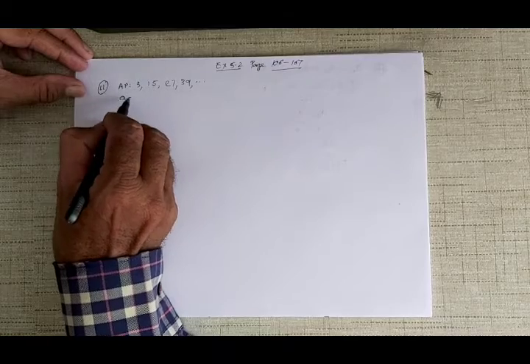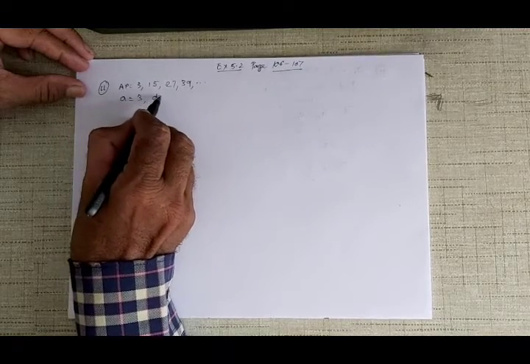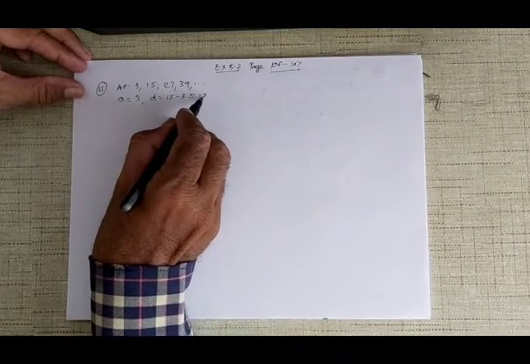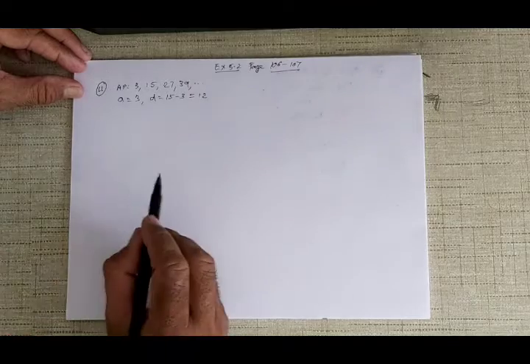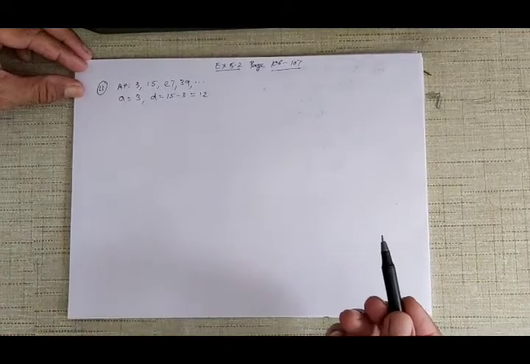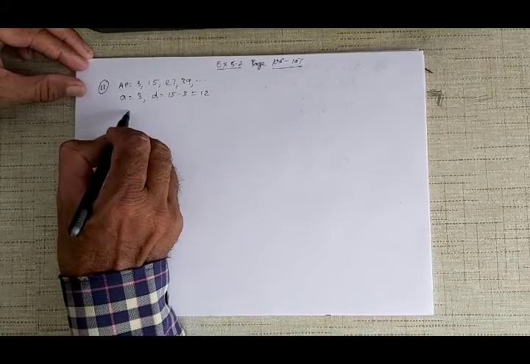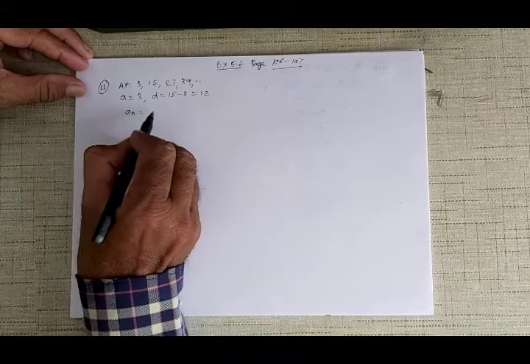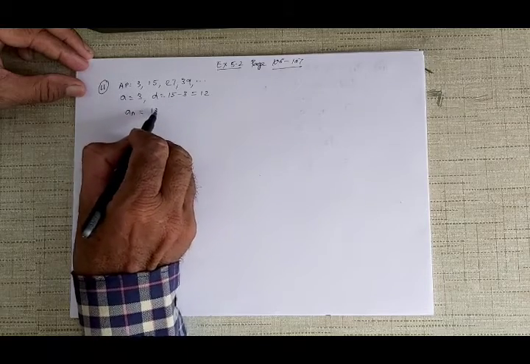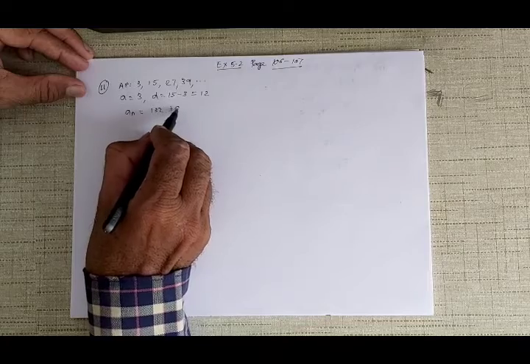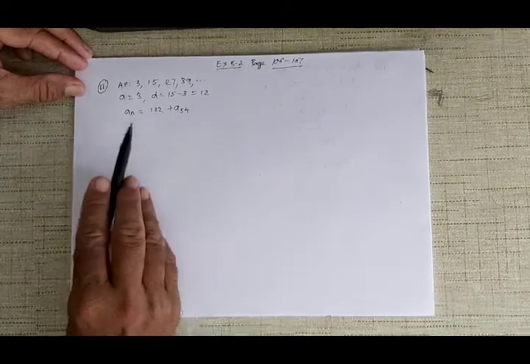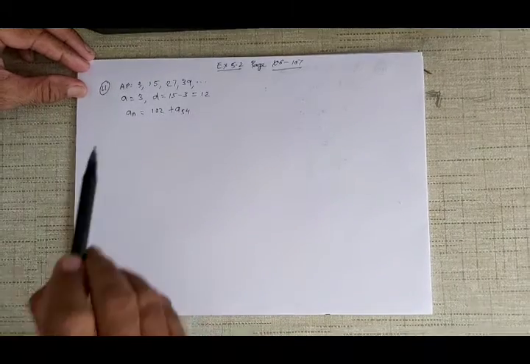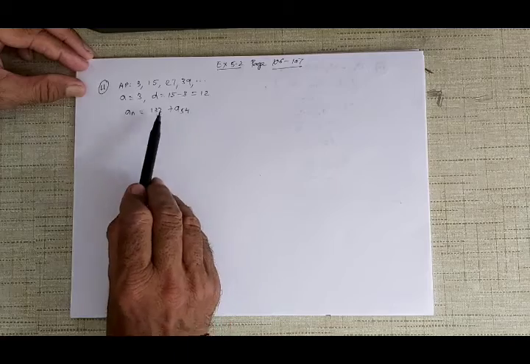So your first term of the AP is 3, and the common difference is 15 minus 3, which is 12. Now which term of this AP is 132 more than its 54th term? Let that term be A of n. This term is 132 more than its 54th term, that is A of 54. Suppose that A of n is the term which is greater by 132.